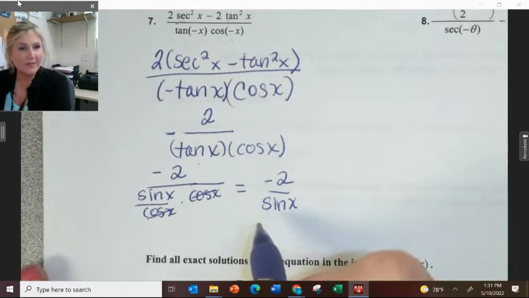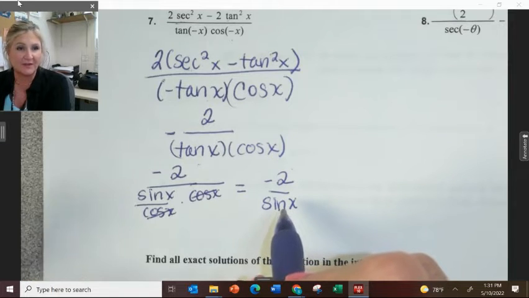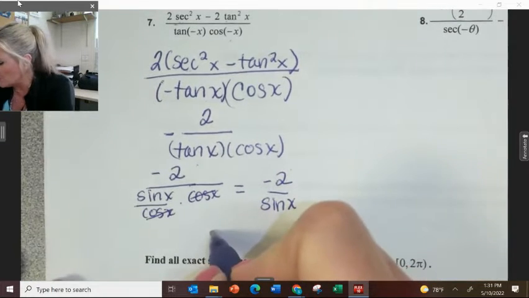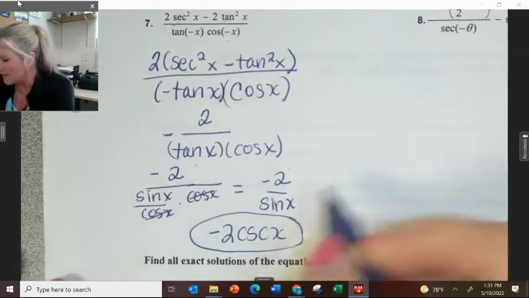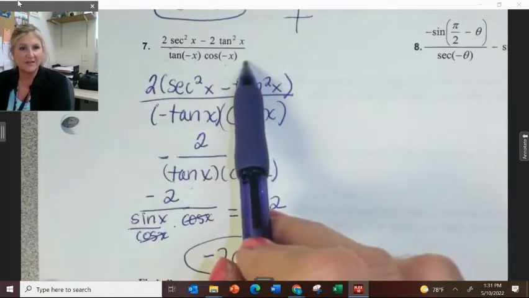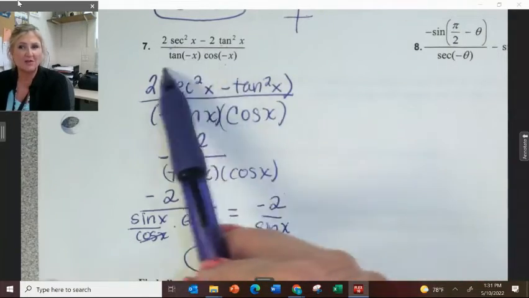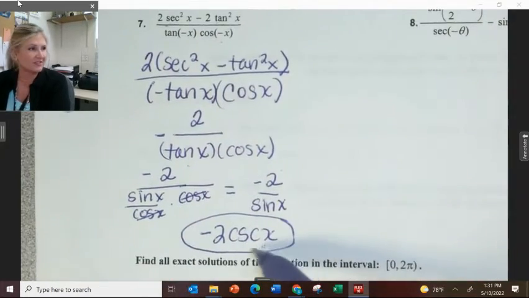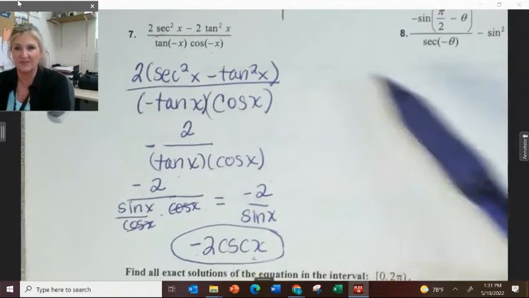That's still not the most simplified version, though, because what's 1 over sine x? Cosecant. See, what we want to do is we don't want to have fractions when we're simplifying either, if it's possible. So this would be negative 2 cosecant x. So that's another name for this original function. In fact, if we were going to graph this function, you could either type all of this into your calculator or just that. So you can see why it's very helpful to know the simplified version.